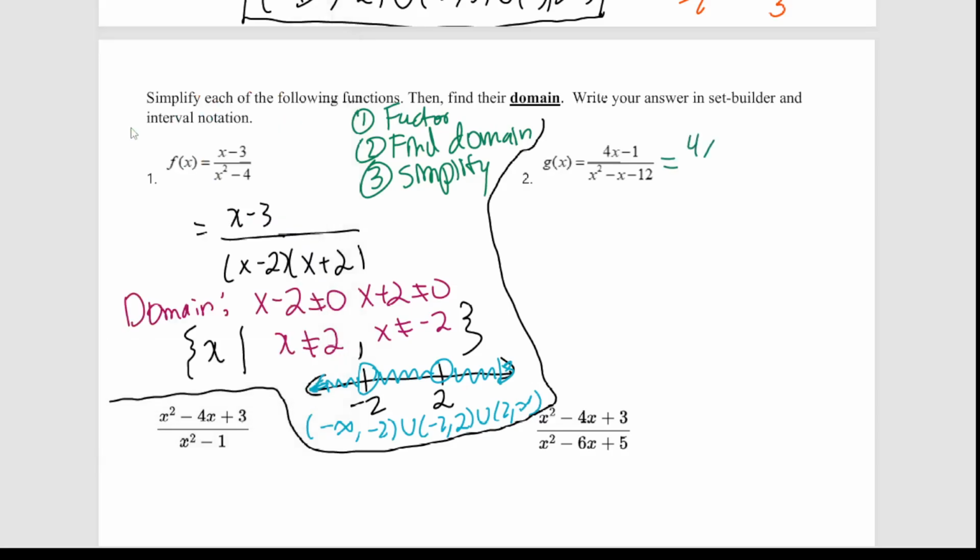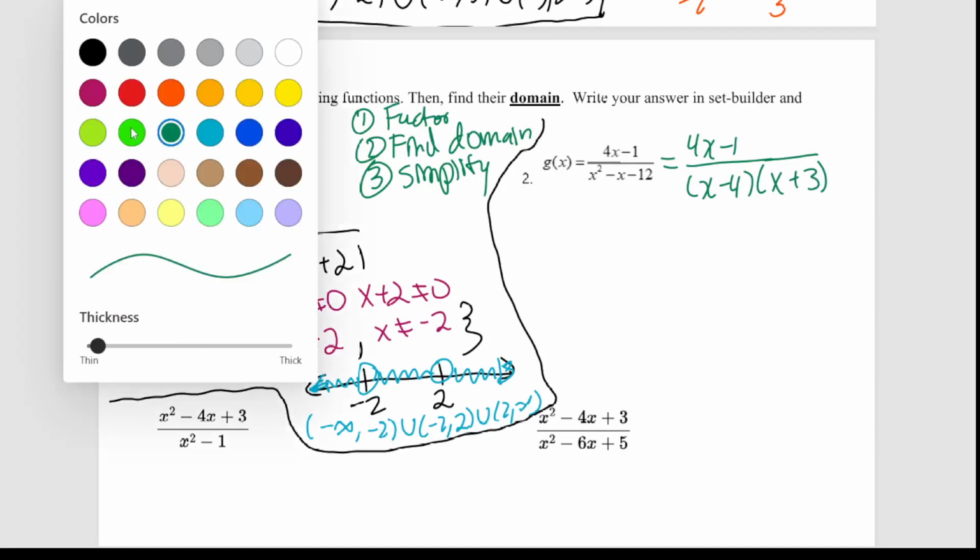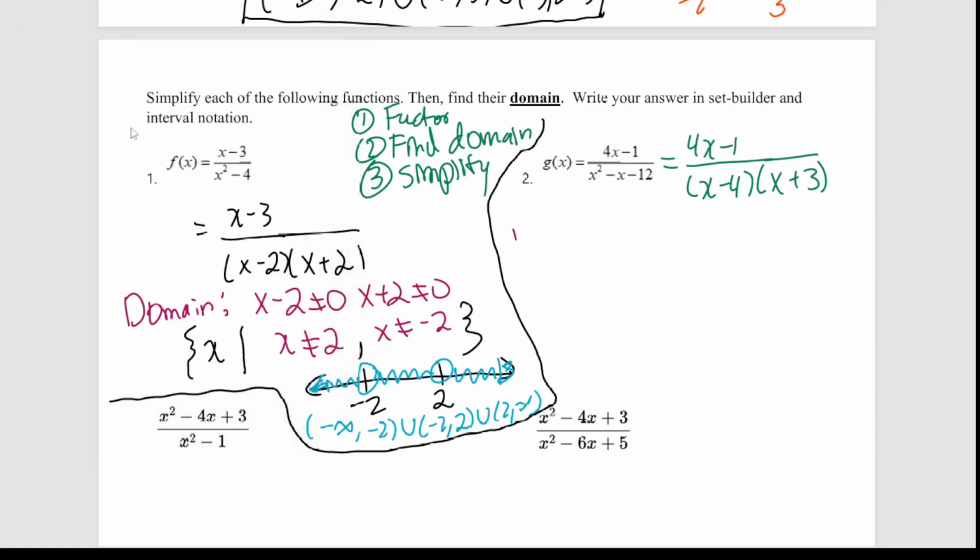So for the next one, we have 4x minus 1 over, and then that denominator, again, we want to factor him. So here we're trying to multiply to negative 12 and add to negative 1, and since the leading coefficient is 1, we can jump straight to our parentheses. So he's going to factor into x minus 4, x plus 3, since negative 4 times positive 3 gets us negative 12, and negative 4 plus positive 3 gets us negative 1. Now we're going to note the domain.